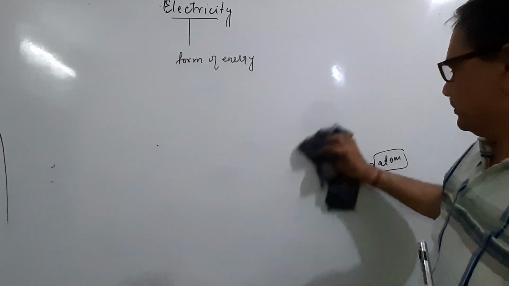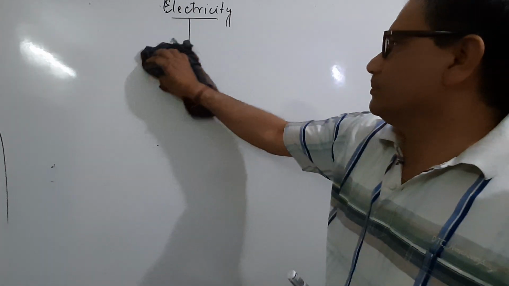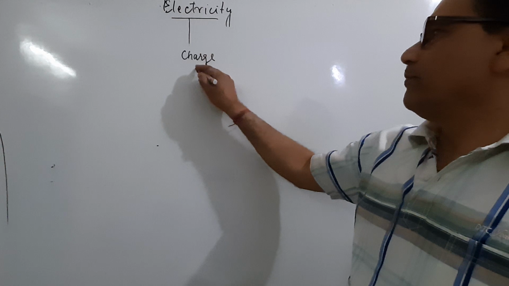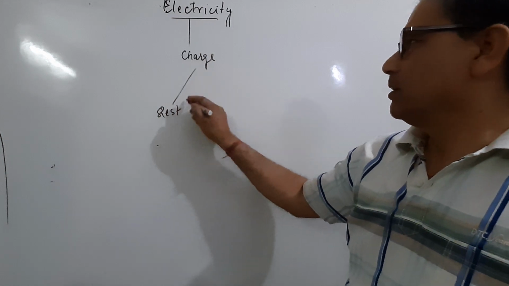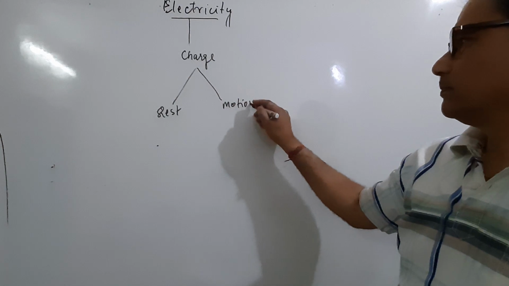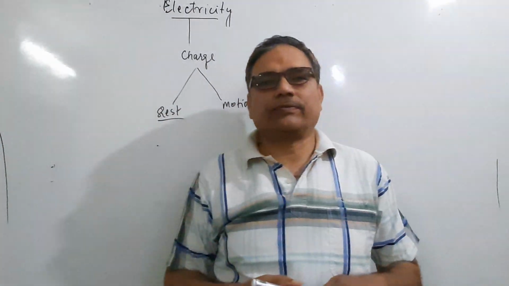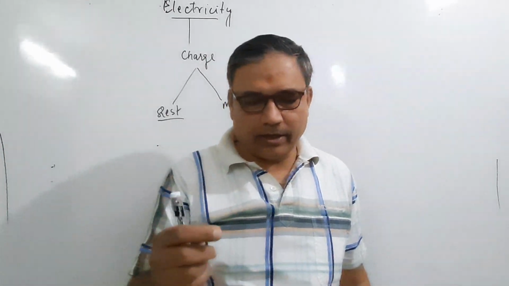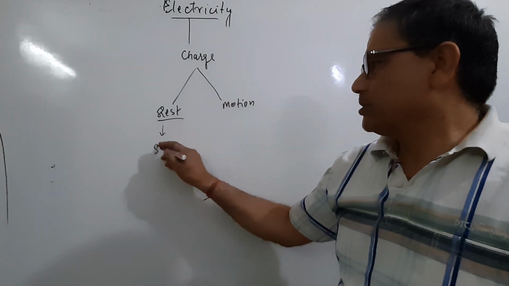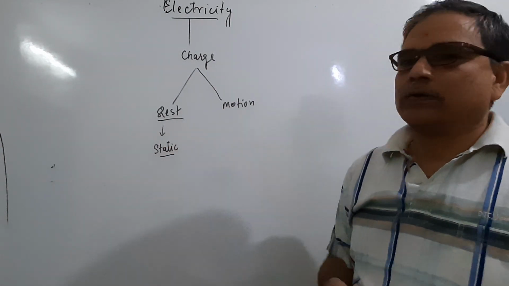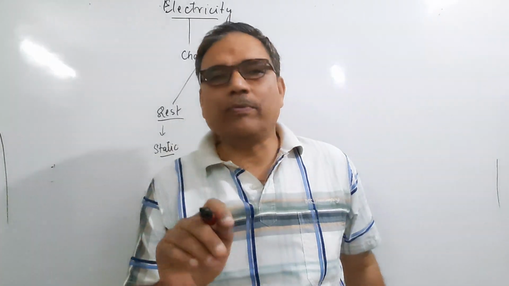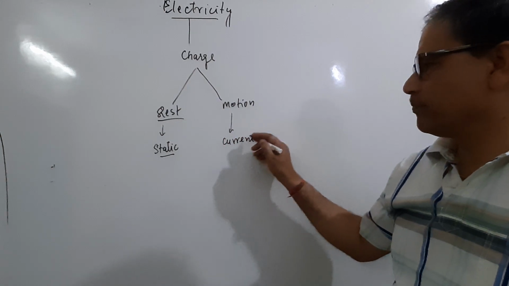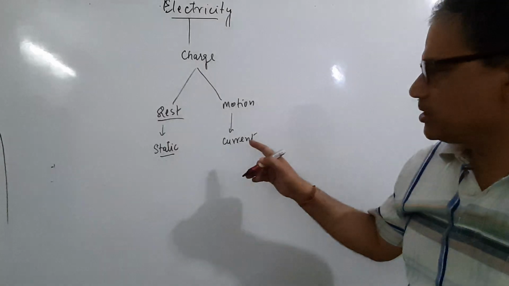And this electricity is only produced due to the presence of charge, when the charge is at rest or maybe in motion. If the charge is at rest, then the electricity is known as static electricity. But when the charge is in motion, then it is known as current electricity. This is static electricity and this is current electricity.